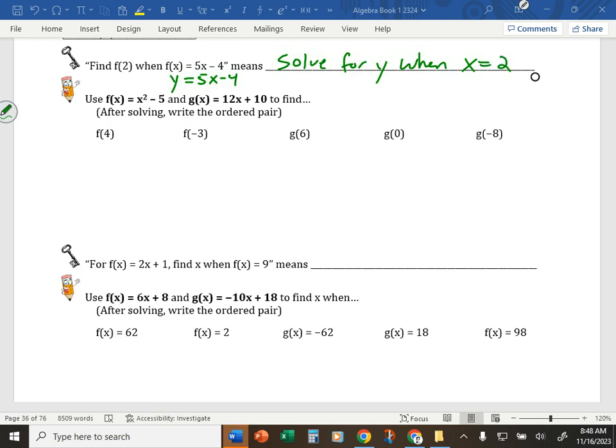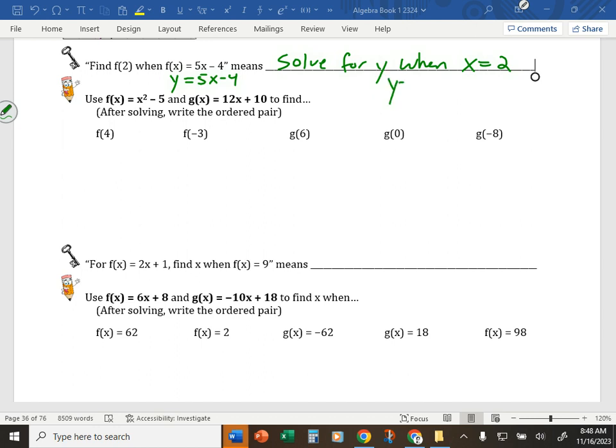Find f of 2 when f of x equals 5x minus 4 means solve for y when x equals 2. We don't have a graph to look at here. We don't have a coordinate plane relation. We have an equation. So what we do is we replace x with 2 and solve for y.